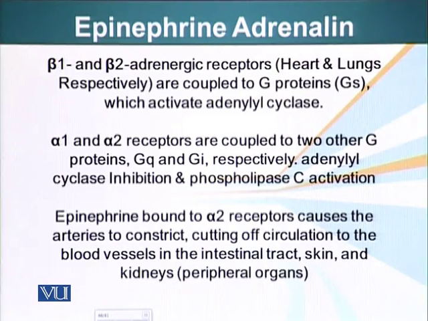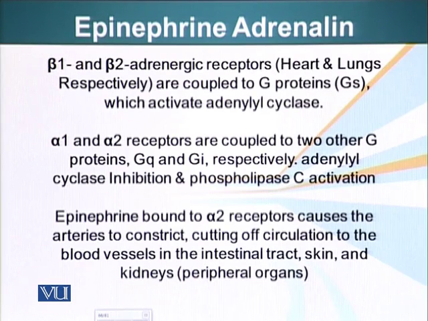Beta 1, for example, are on heart cells. Beta 2 are on lung cells. They are coupled to GS, G stimulatory proteins, which activate adenylyl cyclase. Alpha 1 and alpha 2 receptors are coupled to 2 other G proteins, GQ and GI. As I mentioned earlier, GQ proteins activate phospholipase C, and GI basically inhibits adenylyl cyclase.